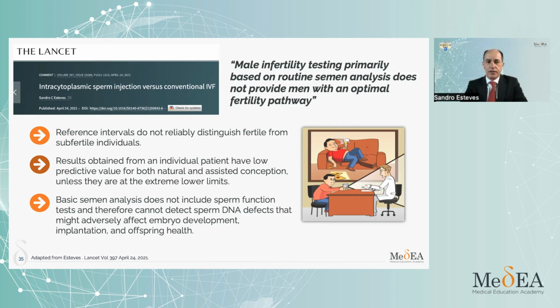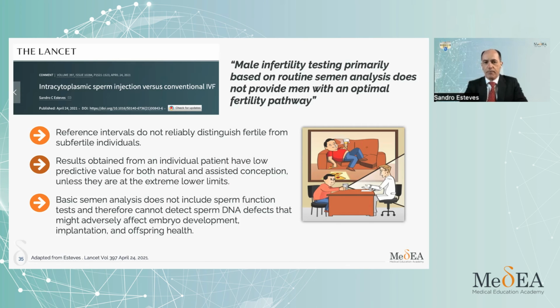However, as reasoned in this comment I have written for The Lancet, a male infertility workup primarily based on a basic semen analysis does not provide men with an optimal fertility pathway for three main reasons. First, basic semen parameters do not reliably discriminate fertile from subfertile men. In fact, there's a substantial overlap between semen analysis results of these individuals. And in about 30% of men facing infertility, the routine semen parameters are within the reference ranges.